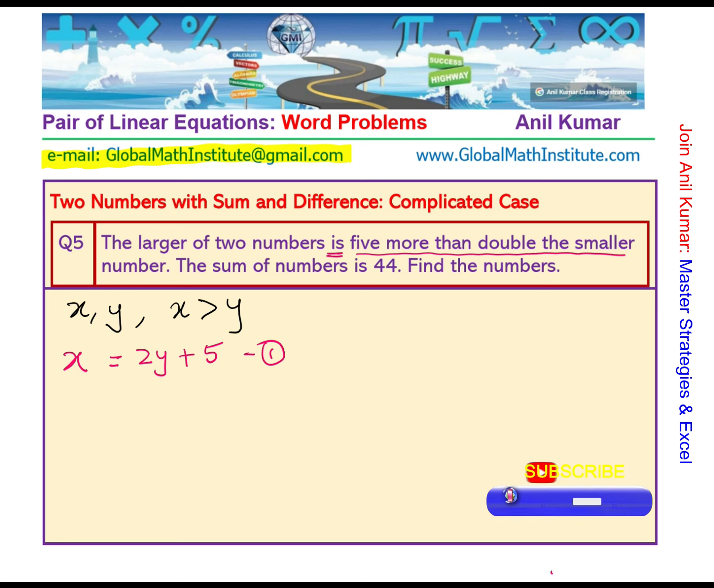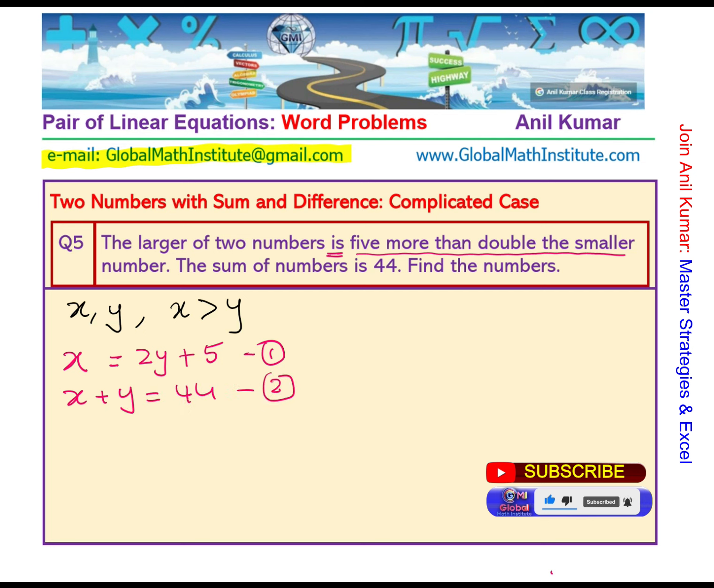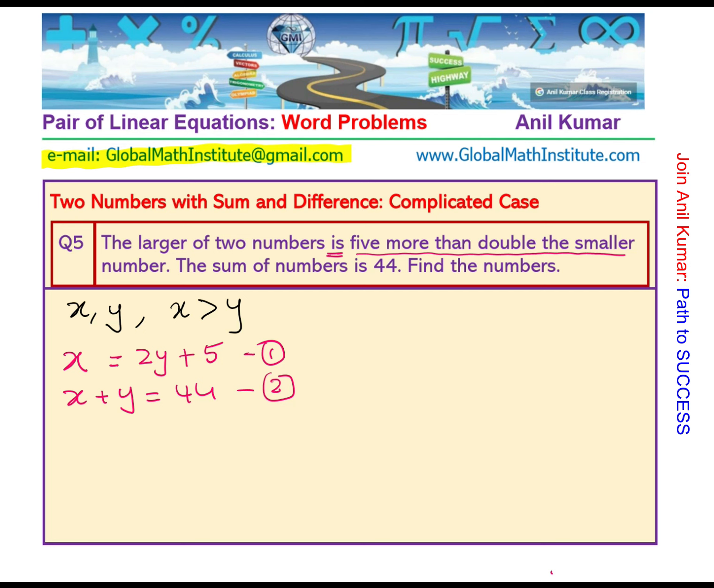Now second, the sum of numbers is 44. Very simple. So x plus y is 44. Correct. So here what should you use? Since we already know x in terms of y, method of substitution here is good, right? So you will substitute 1 into 2, correct? So as soon as you substitute, what do you get? x is 2y plus 5. So we get 2y plus 5 plus y equals 44.